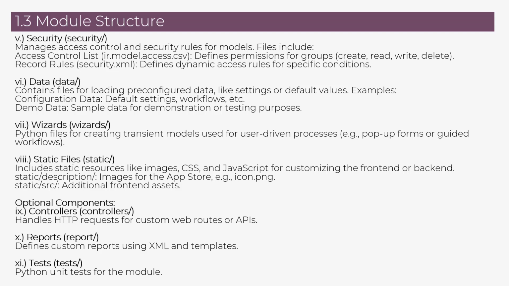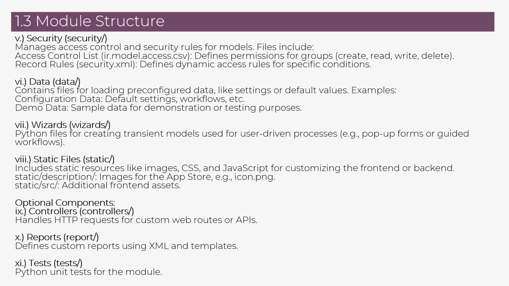Then there is a directory for static files. This includes static resources like images, CSS, and JavaScript for customizing the front end or back end. Then there are optional components like controllers. This handles HTTP requests for custom web routes or APIs.